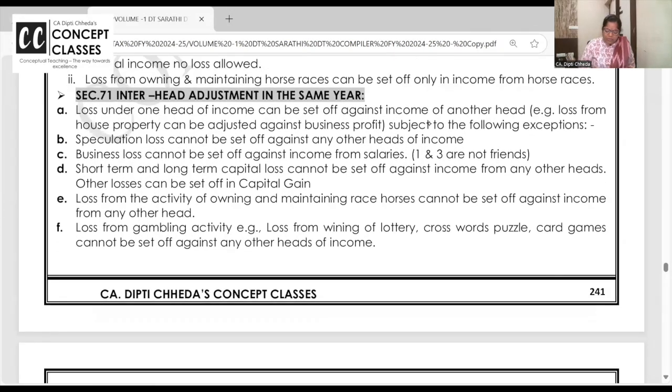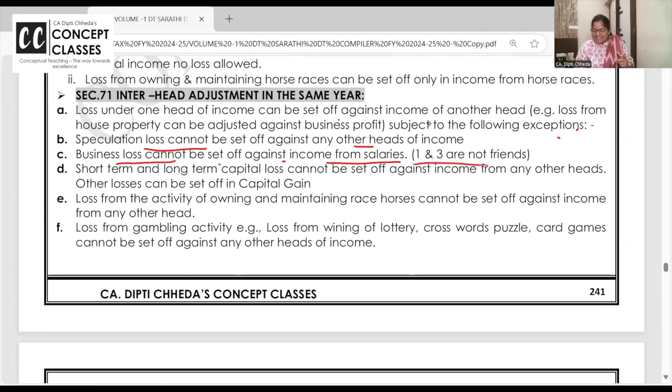Interhead. Loss from one head can be set off with income of another head, except speculative loss, which cannot be set off with other heads. Speculative loss is not even set off in business income. It is inside itself, so how is it going to set off with other heads? Business loss cannot be set off with salary.